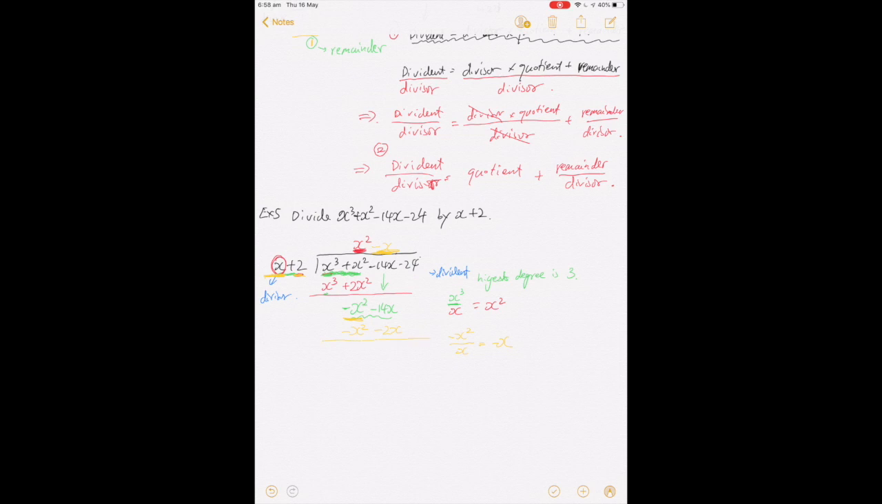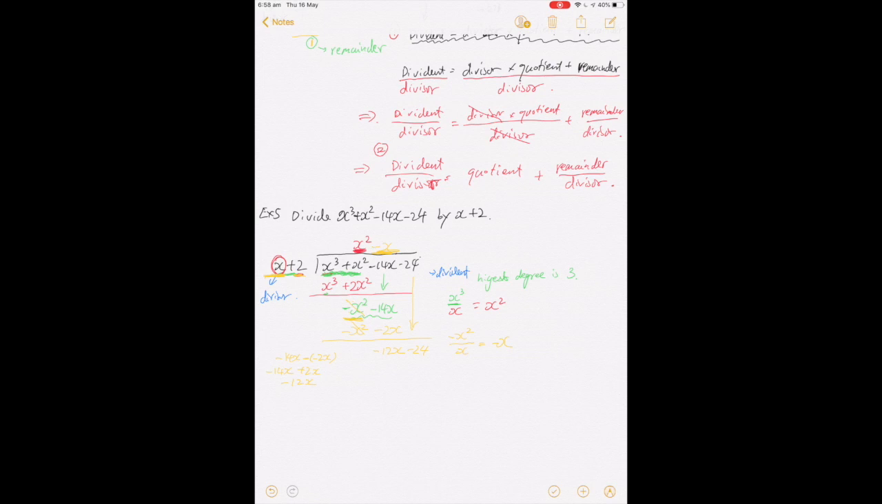So then we do the subtraction again, negative x squared minus negative x squared, so that one cancelled out. And then negative 14x minus a negative 2x, negative 14x plus 2x, gives me negative 12x. So that is negative 12x. And then again, we're going to bring one more term down so that we have two terms, because again, the divisor is two terms. So I'm going to bring negative 24 down.